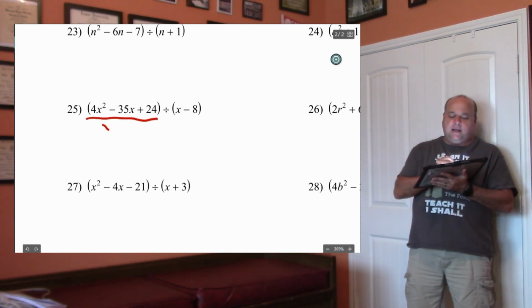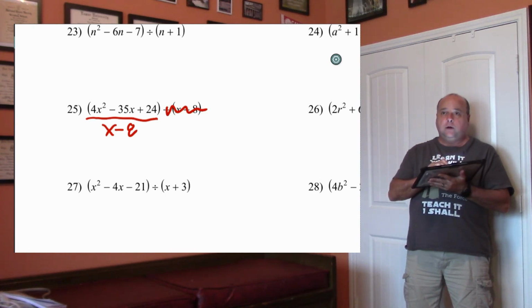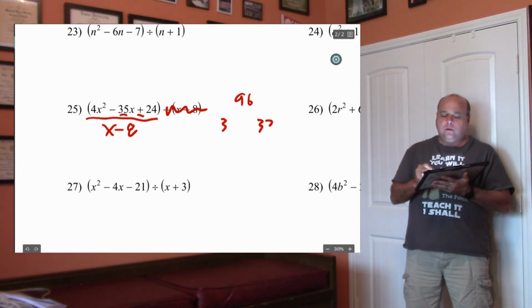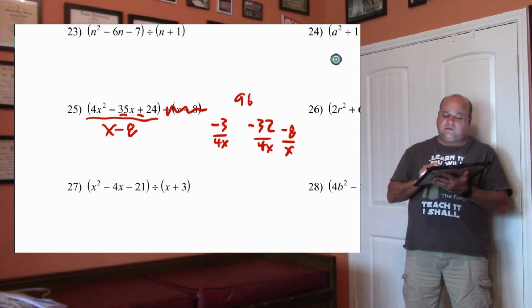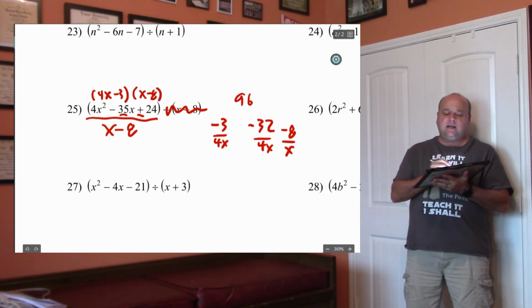Okay, we could divide by x minus 8. Squiggle these out. I have to do 4 times 24, don't I? So 4 times 24 is 96, and I need to add and get 35. That's going to be 3 times 32. Now then, I need a negative 35, so they both need to be negative, and I'm going to divide by 4x. These two divide by 4, it's going to be negative 8 over x. So these turn into my parentheses, right? So I'll have 4x minus 3, and then I'll have x minus 8. And notice the x minus 8's cancel. All that's left is 4x minus 3.